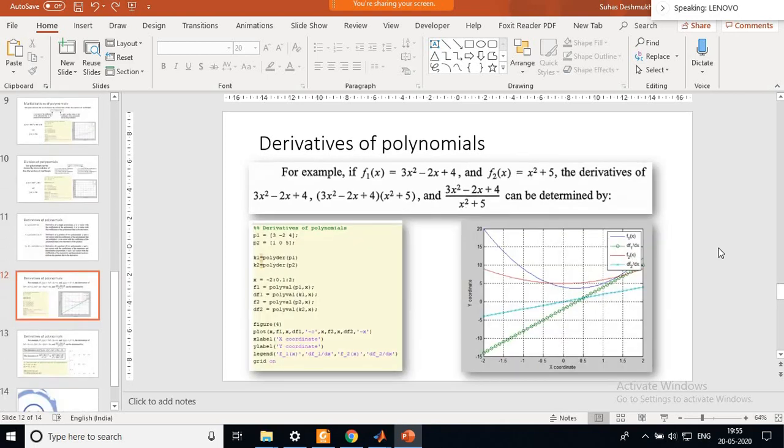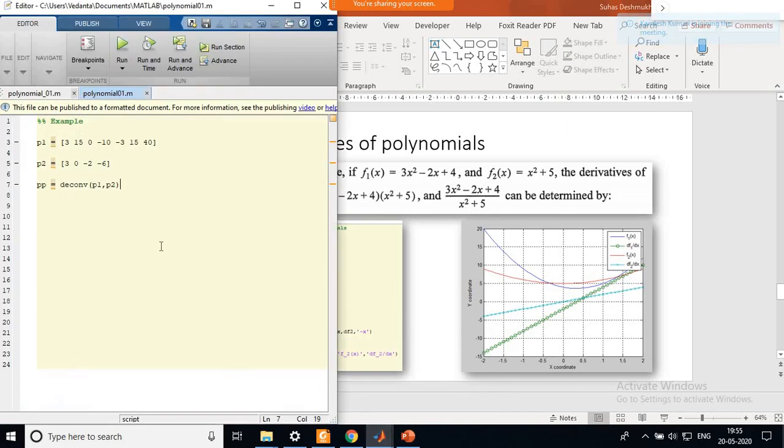We'll now work out one simple example, and you can look at these 2 functions. f1 is 3x square minus 2x plus 4, and the second function is x square plus 5. These are the two functions we can work with. We can multiply these two and get a derivative, the derivative of the first multiplied by the second. That is what it is going to show. Okay, so we'll work this out in the MATLAB command window.